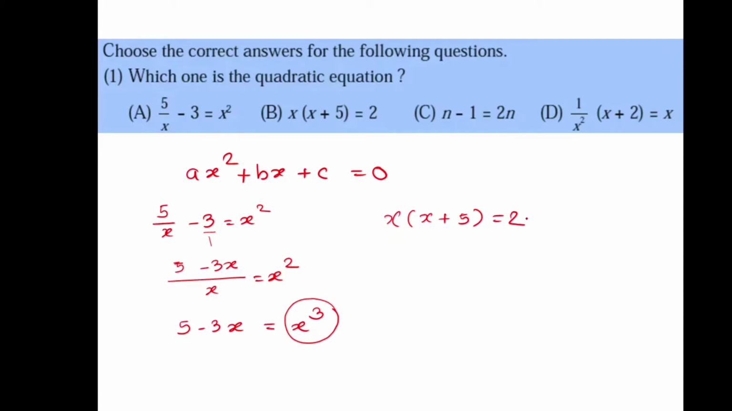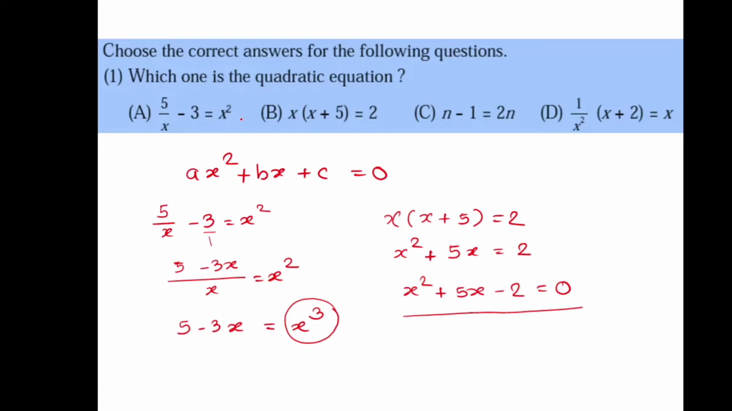Again we have to solve this, x into x plus 5, that is equal to 2. So this is the equation given. Now if we solve this equation, that is if we multiply by x inside the bracket, we will have x into x, that's x square, plus x into 5, that's 5x is equal to 2. That is we get x square plus 5x plus 2, coming to the left hand side it will become minus 2 is equal to 0. Now this is in the form ax square plus bx plus c is equal to 0, and the highest degree of the variable x is also 2. So this is a quadratic equation.